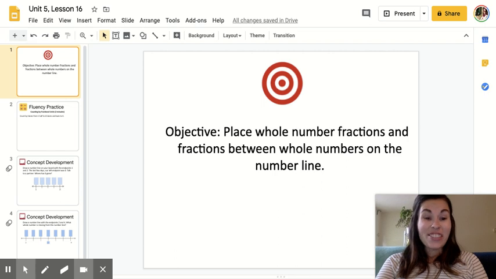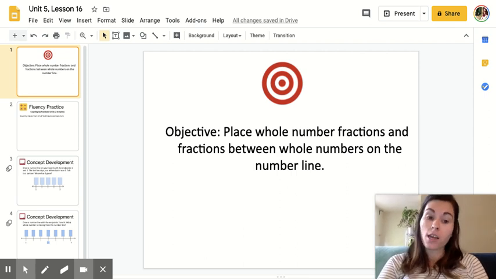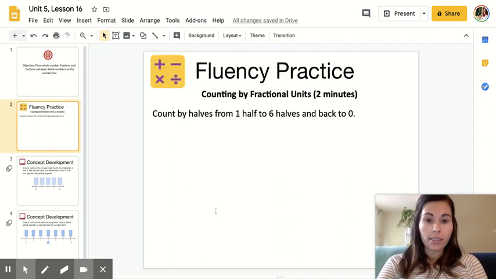Hey, third grade. So today we're going to take our understanding of fractions one step farther. And we're going to place whole number fractions and fractions between whole numbers on a number line. We're going to start with some fluency practice.